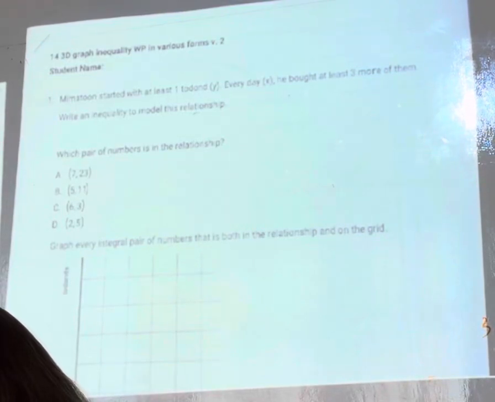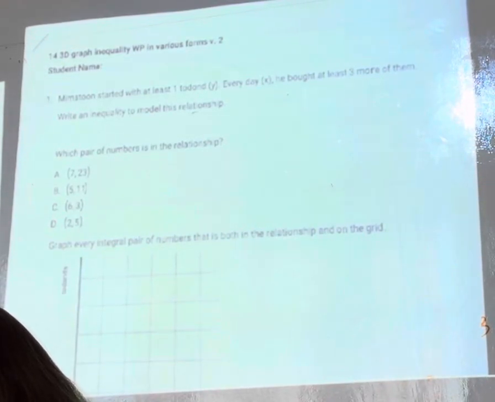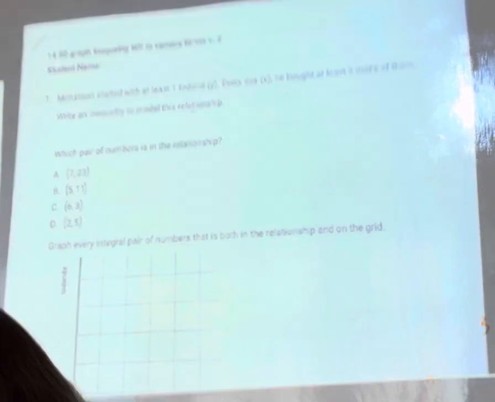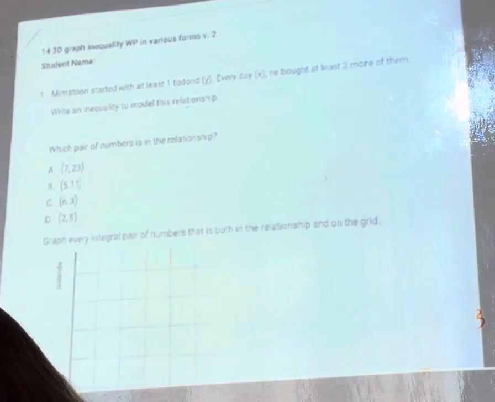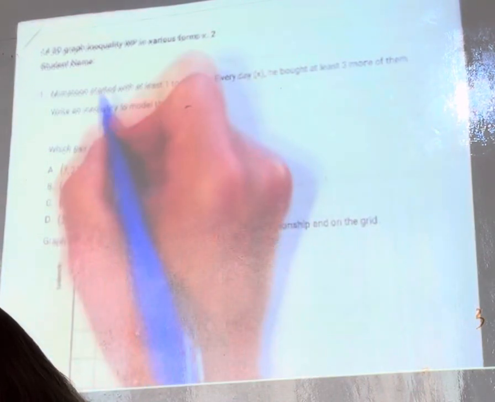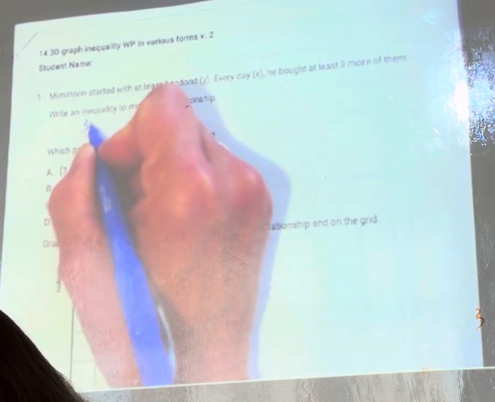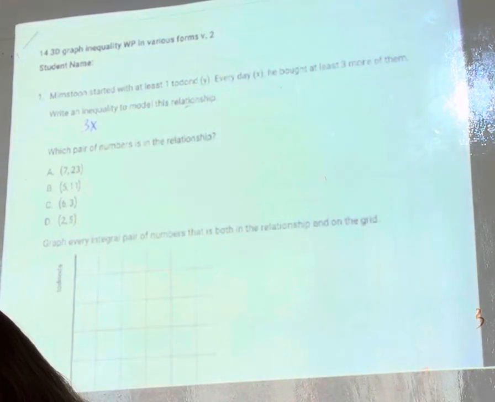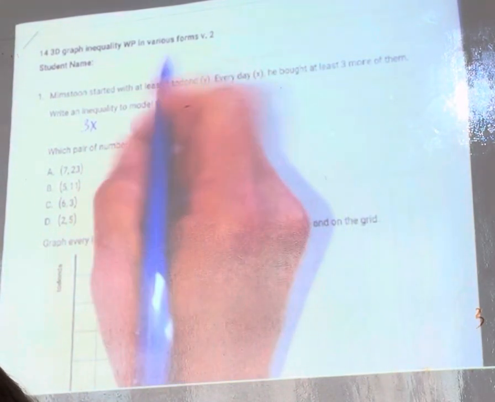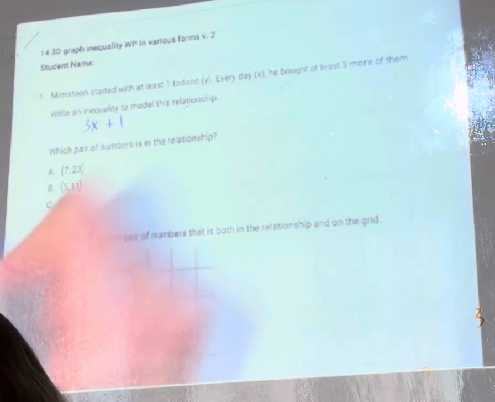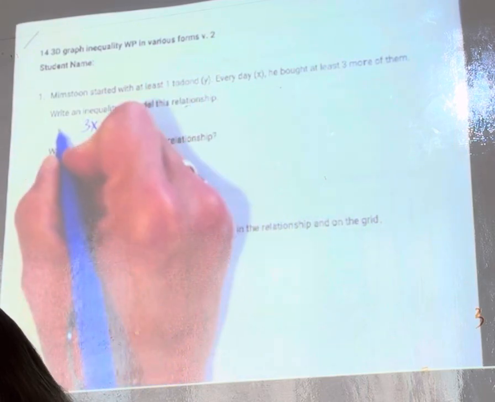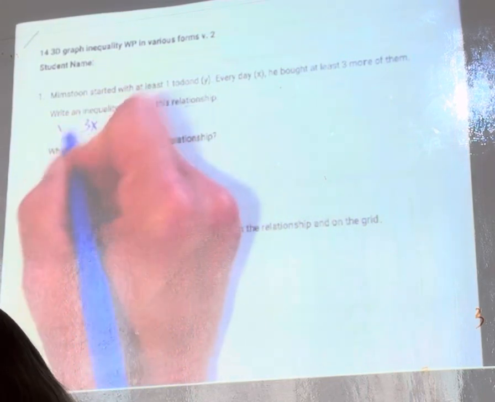So we're starting with at least one, and every day he's adding, he bought 3 more of them. So every day we're buying 3 more, so it'd be 3x, and then plus at least 1, and our total is going to be our y. So it's going to be y is what?